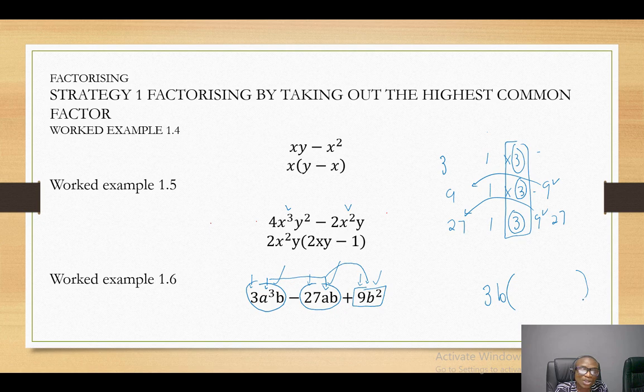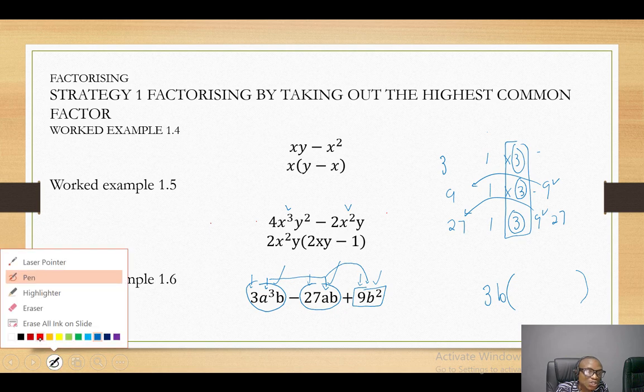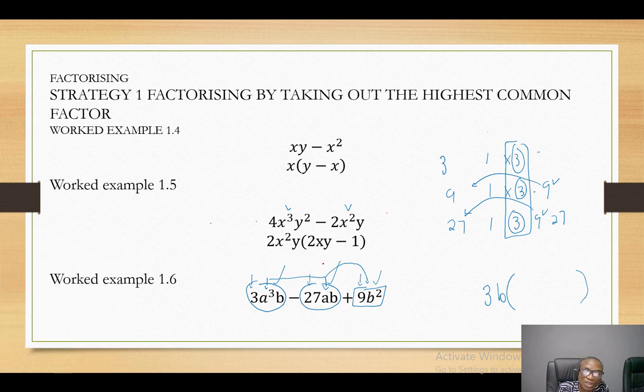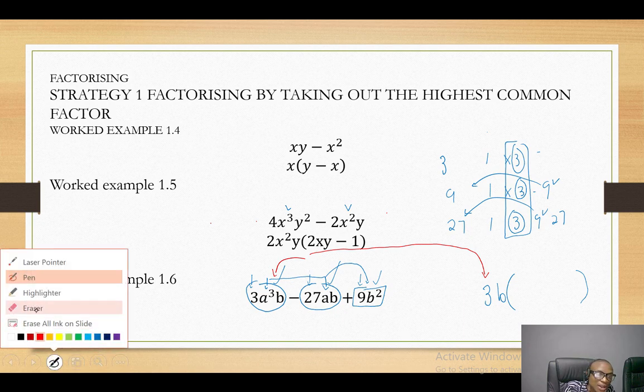Then we decide what we put inside the bracket. You still remember what I said you must do? I said you go back to your expression, the expression that you are factorizing. You take the first term and divide it by the highest common factor. So you're going to say 3a cubed b divided by 3b. Let me erase here.